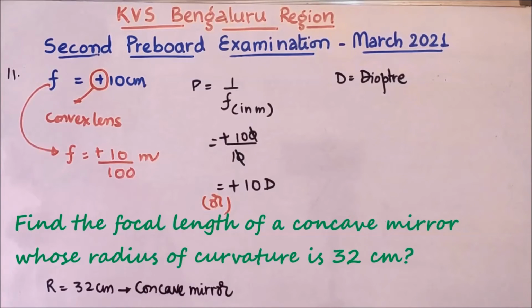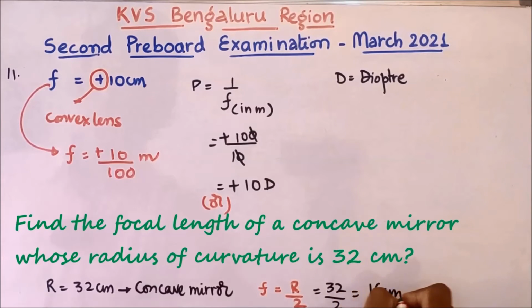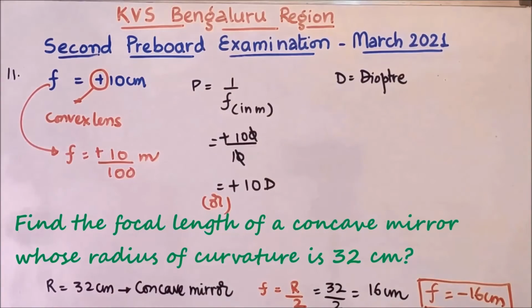So what is the relationship between radius of curvature and focal length? The relation is focal length F is equal to R by 2, half of the radius of curvature, given the aperture of the mirror is small. So what would be the answer? 32 divided by 2, 16 centimeters. And if you apply the new Cartesian sign convention, then the focal length will be equal to minus 16 centimeters. So this is the answer.